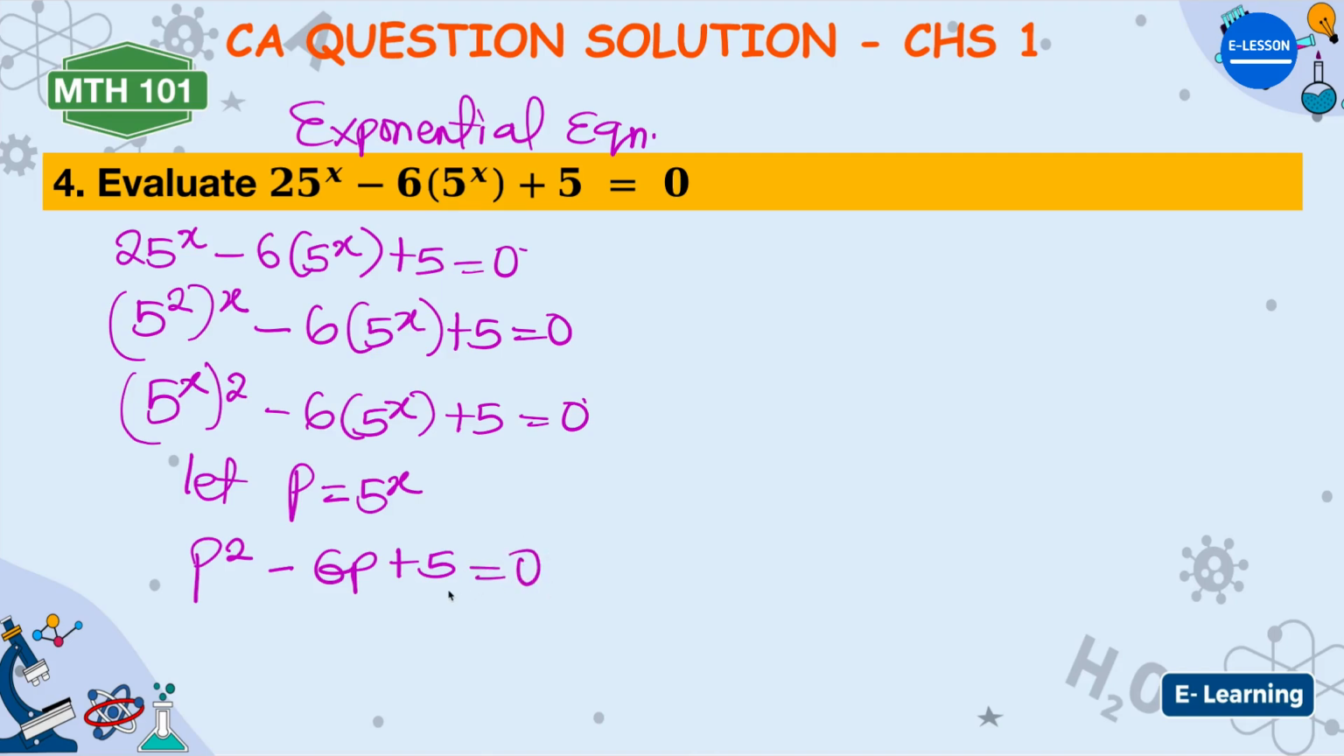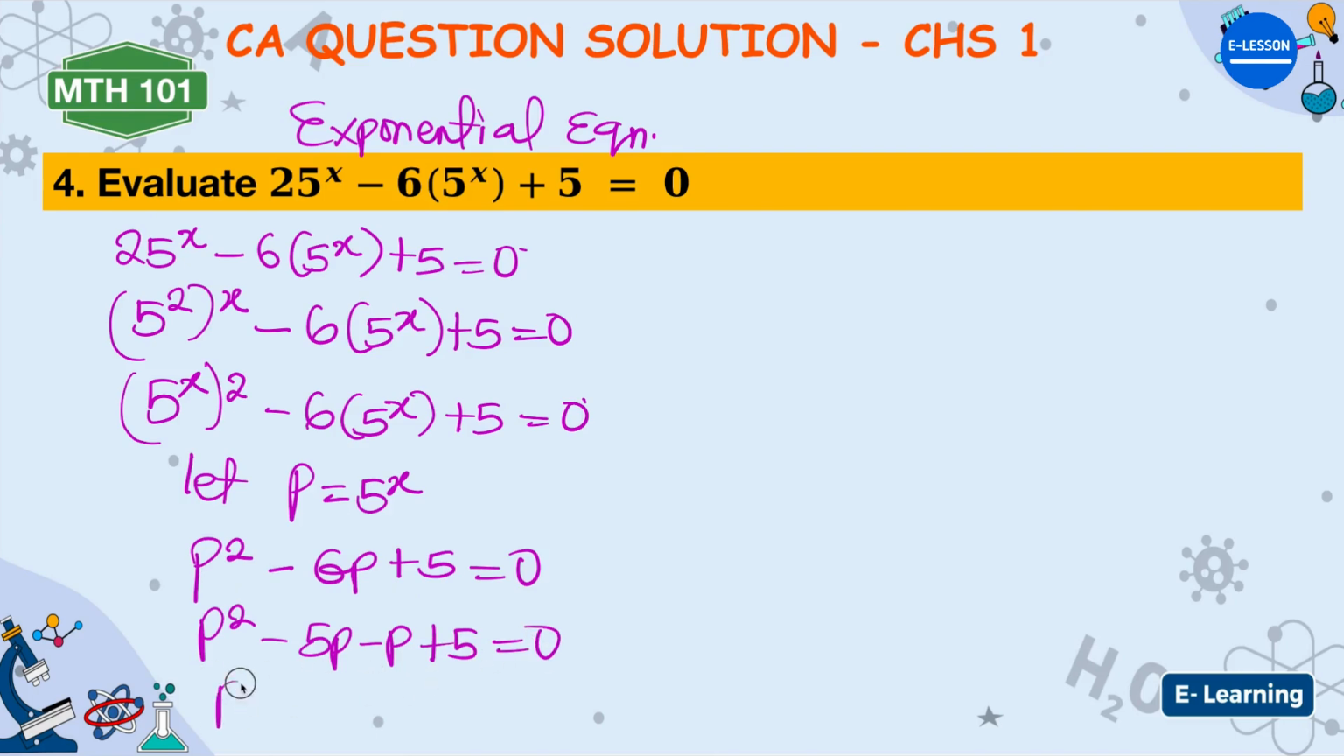Now, my dear student, how do you factorize something like this? p squared minus 6p plus 5. You look for two values that, when you add them, give us minus 6p, and when you multiply them, give us 5p squared. The values, of course, not far-fetched, are minus 5p and minus p. Minus 5p minus p will give us minus 6p. Minus 5p times minus p will give us what? Positive 5p squared. Plus 5 is equal to 0.